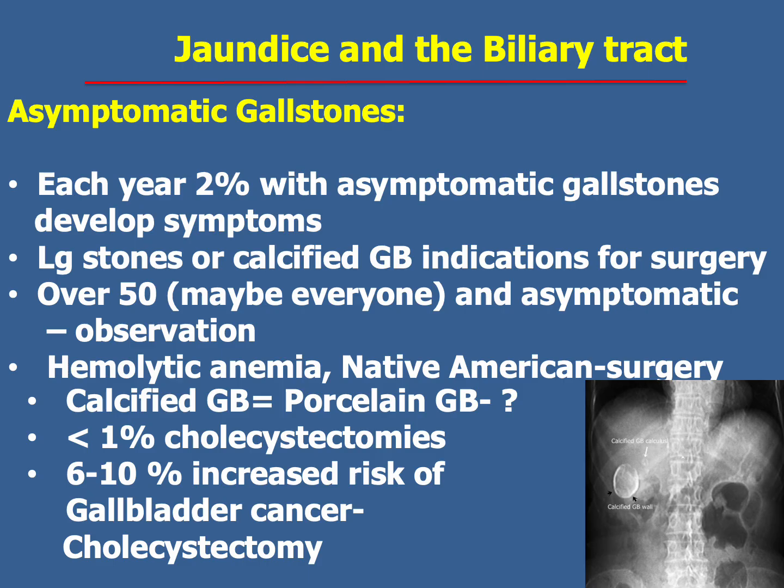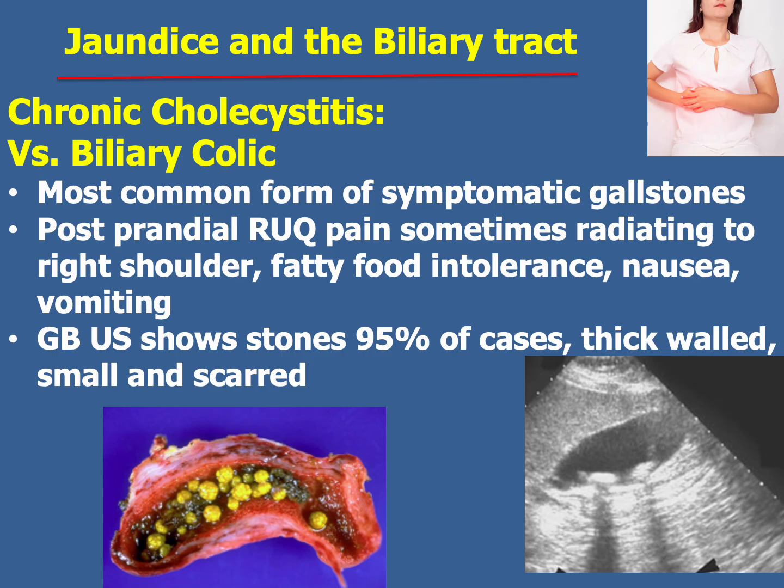Biliary colic and chronic cholecystitis. Biliary colic occurs when a stone temporarily occludes the cystic duct. There's colicky pain in the right upper quadrant, radiating to the right shoulder, often triggered by ingestion of fatty food, and usually accompanied by nausea and vomiting, but without signs of peritoneal irritation or systemic signs of an inflammatory process. The episode is self-limited, maybe 20 to 30 minutes.